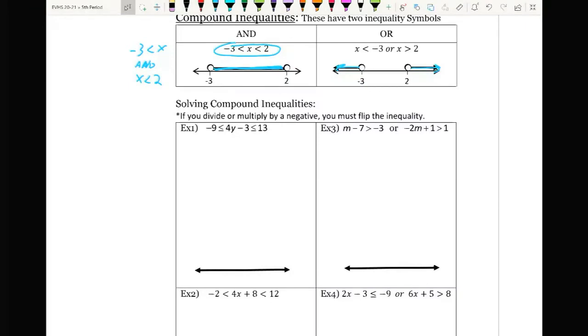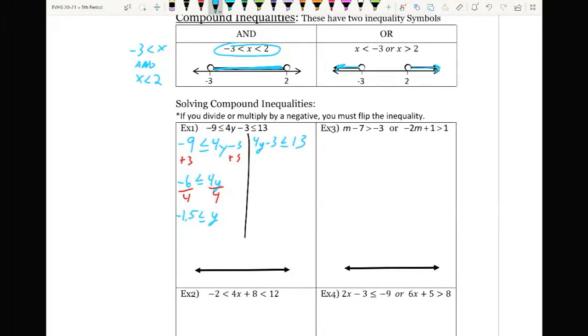We just split the and ones up into their two separate inequalities and solve. So I'm going to split this into -9 is less than or equal to 4y minus 3. And also 4y minus 3 is less than or equal to 13. Now just solve those two independently, and we are good to go. So we're going to add 3 on both sides. Gives me -6 is less than or equal to 4y. Then we're going to divide by 4. Gives me y is less than or equal to -1.5.